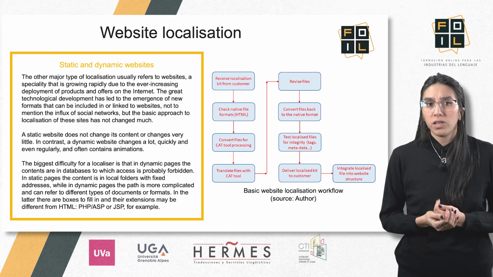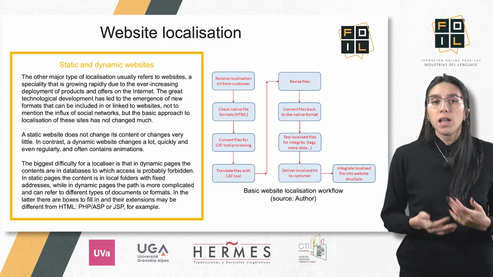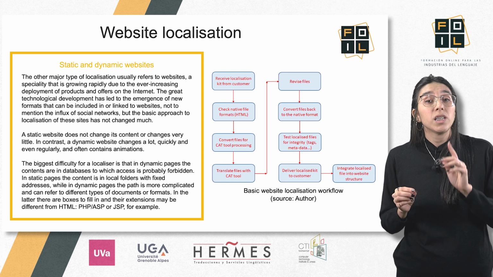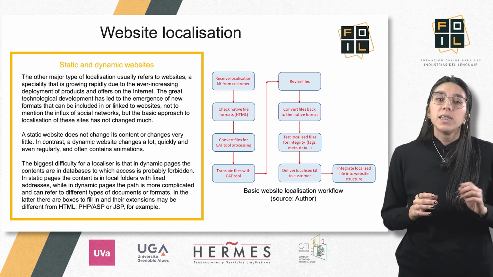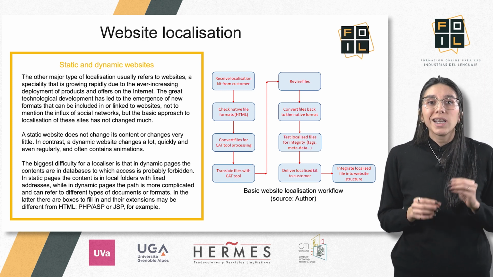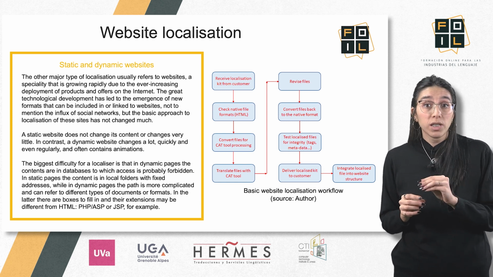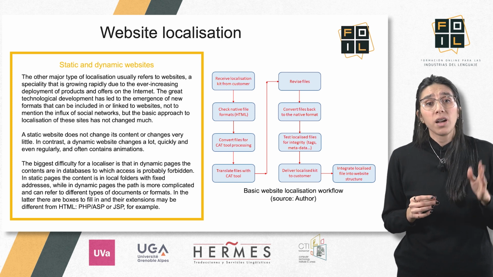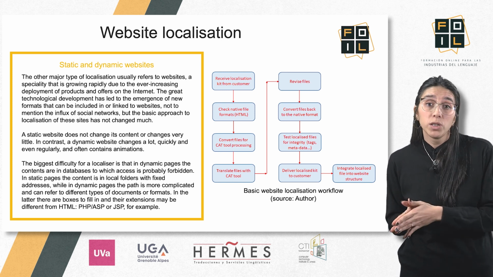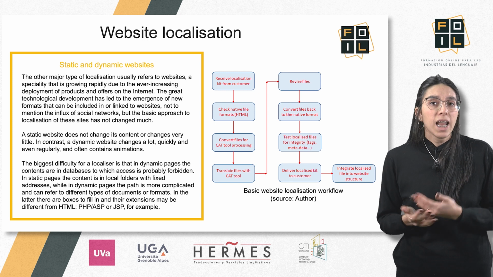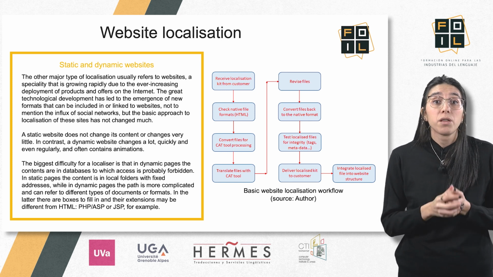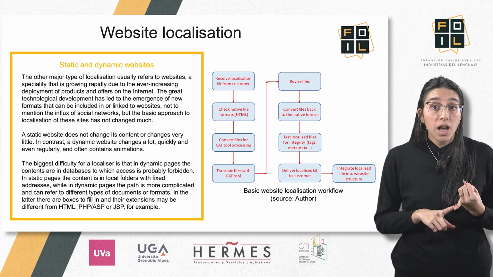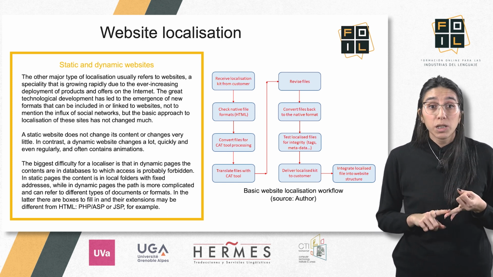The biggest difficulty for a localizer is that in dynamic pages, the contents are in databases to which access is probably forbidden. In static pages, the content is in local folders with fixed addresses, while in dynamic pages, the path is more complicated and can refer to different types of documents or formats. In the latter, there are boxes to fill in and their extensions may be different from HTML, PHP, ASP or JSP, for example.